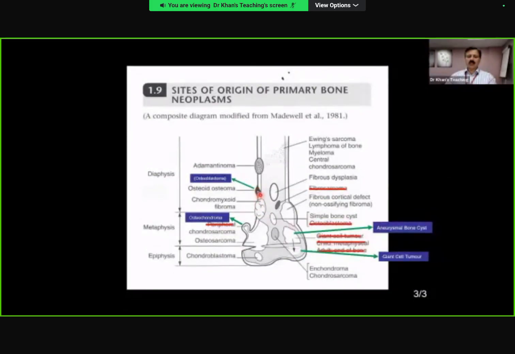Then comes osteoid osteoma, which is a cortical tumor. Adamantinoma is a very rare tumor. It can be asked in the exam for the simple reason that it is usually seen in the tibia, and in the tibia within the cortex.